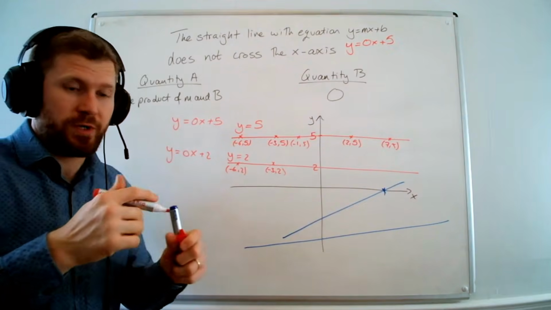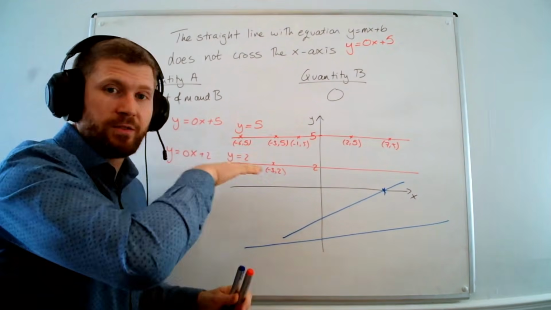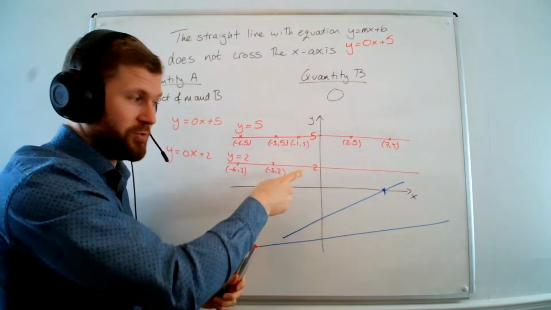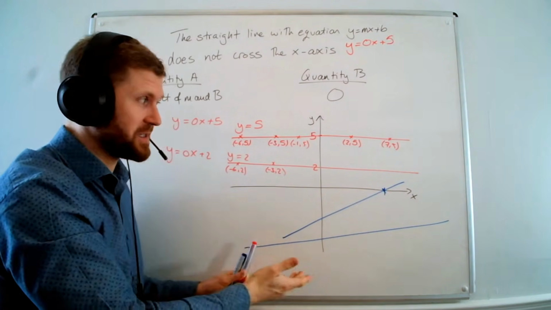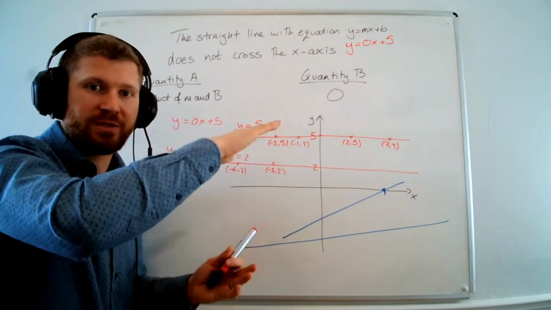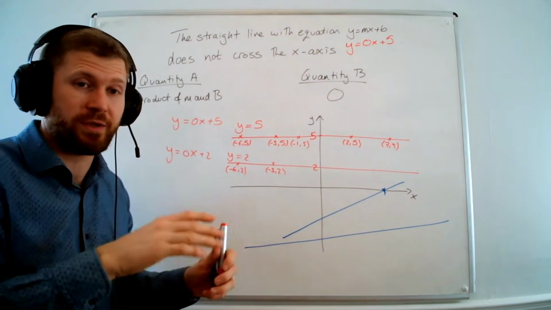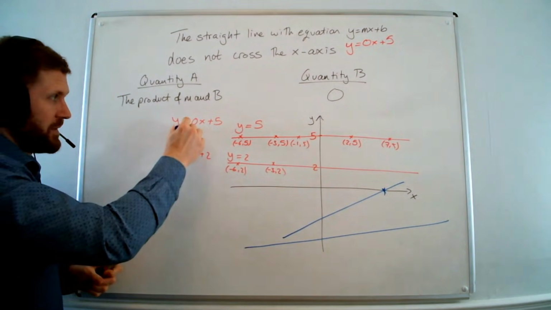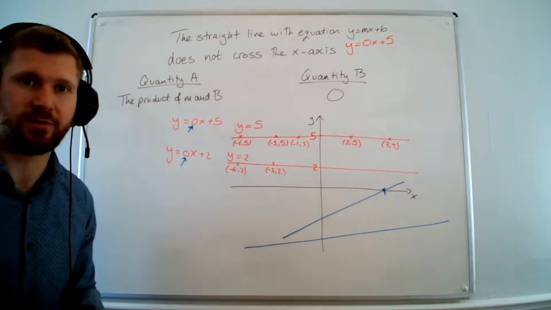So I don't know where this horizontal line is. It could have been this red one going through 5. It could have been going through 2. It could go through -3. It could go through -7. I don't know how high up or down it is, but the one thing I do know is that if this line is not going to cross the x-axis, then the slope of this line is going to be 0.